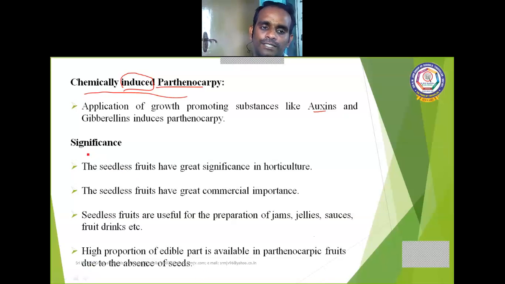Okay, so these are the importance, the significance. Once again I am repeating, seedless fruits have great significance in horticulture. Seedless fruits have great commercial importance. Seedless fruits are useful in the preparation of jams, jellies, etc. A high proportion of edible part is available in parthenocarpic fruit due to the absence of seeds.